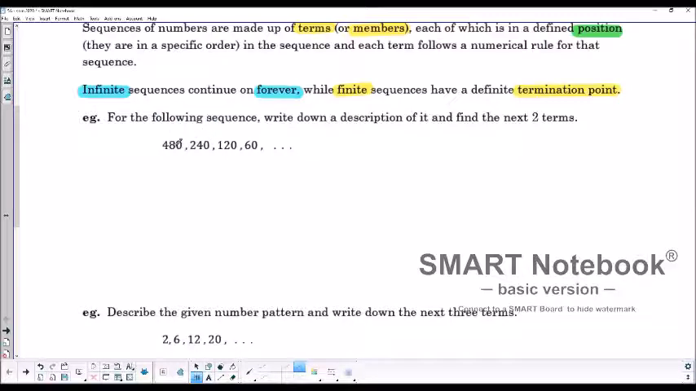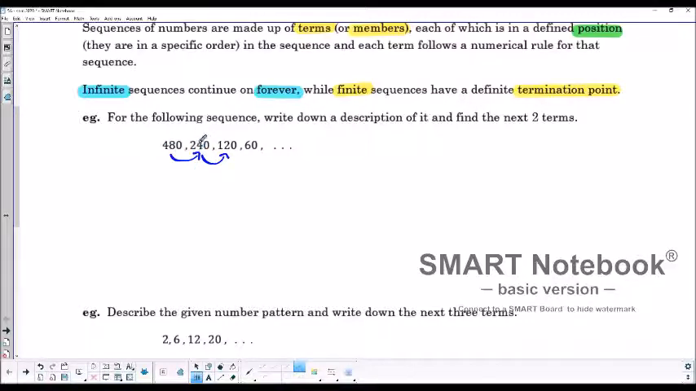If we take a look at this example, 480, 240, 120, 60, we want to write down a description of the sequence, what's happening from one term to the next, and find the next two terms. So if you take a look at going from 480 to 240, what's happening there? And then what's happening from 240 to 120? This sequence is fairly straightforward, but a lot of times there could be a variation of different things that could go on between the first term and the second term.